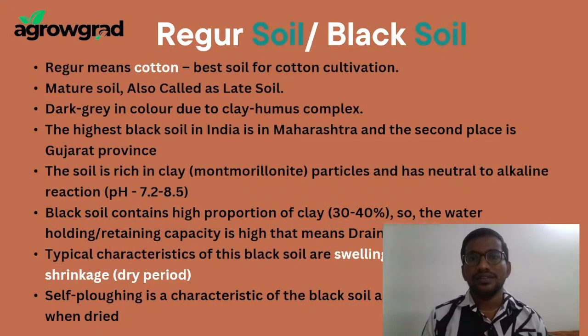Regur soil, regur means simply cotton, because I already told you black soil is in Maharashtra. Maharashtra is famous for cotton because so many cotton industries have grown in Maharashtra. Cotton grows well in black soil only. It's also called mature soil. It's dark grey in color due to the clay humus complex. The clay humus complex will be more because, as I already told you, it's in Maharashtra first place, second in Gujarat. It's rich in clay. The clay has a smooth, montmorillonite particle. It's subject to alkaline reaction.